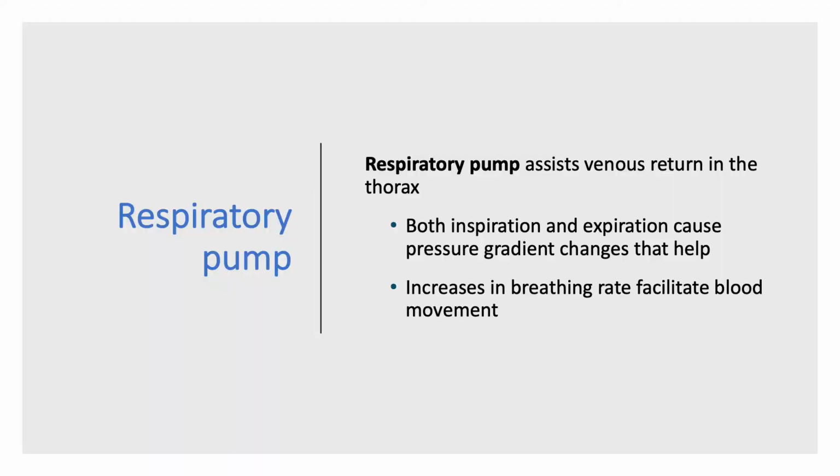In addition to the skeletal muscle pump, which helps with venous return in the limbs, we have the respiratory pump, which assists with venous return within the thorax. This is cool because both inspiration, breathing in, and expiration, breathing out, cause pressure gradient changes that help with venous return. And we see that increases in breathing also facilitate blood movement.